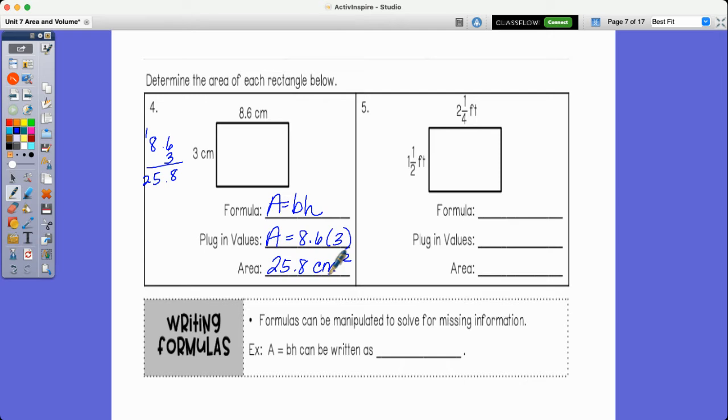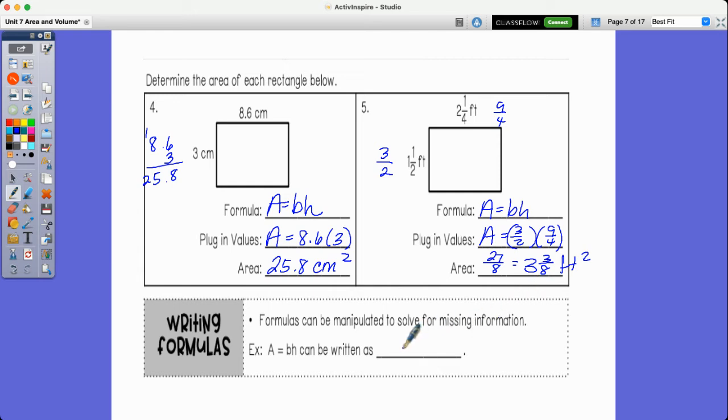Okay, how about this one? Oh, some fractions. Area equals base times height. I'm going to put these as mixed numbers. This is 3 halves. This is 9/4, Texas method. 8 plus 1 is 9. And so I have area equals 3 halves times 9/4, and multiply straight across, and I get area equals 27/8, which I can simplify to 3 and 3/8 square feet.